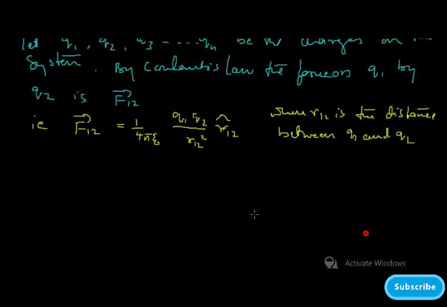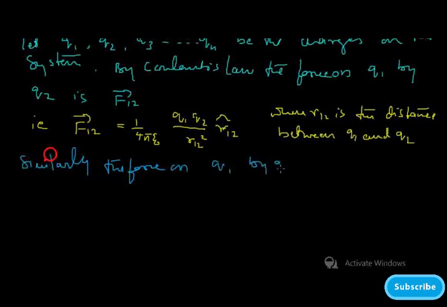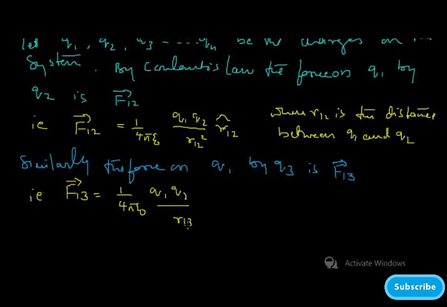Similarly, we can find the force on Q1 by Q3, which is F13 vector. F13 vector is equal to 1 by 4 pi epsilon naught, Q1 Q3 divided by R13 square, into R13 cap.